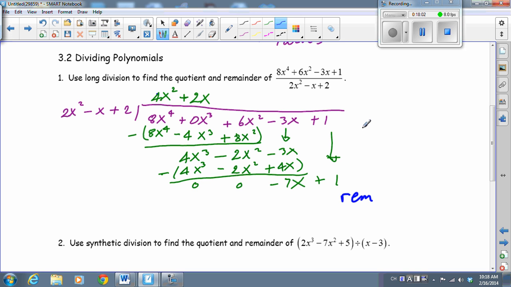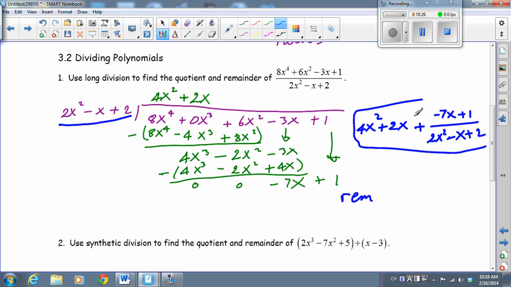So the final answer will be 4x squared plus 2x plus negative 7x plus 1 over 2x squared minus x plus 2. In other words, the remainder that you couldn't divide by 2x squared minus x plus 2 remains as a fraction. And this is your final answer.